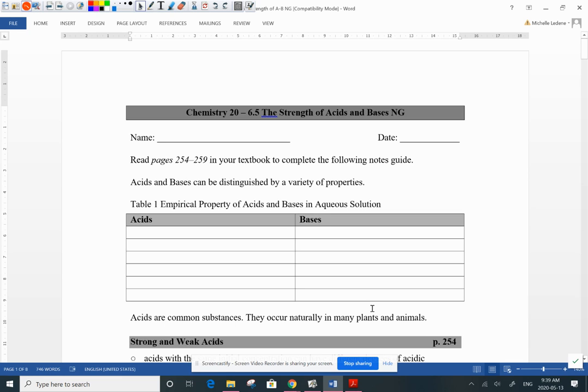Well, good morning, Chem 20s. I'm going to talk to you guys today a little bit about what makes an acid a strong acid or a weak acid, what makes a base a strong or a weak base, and also what is a monoprotic or a polyprotic acid and base.